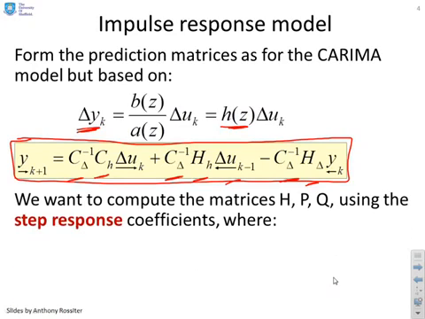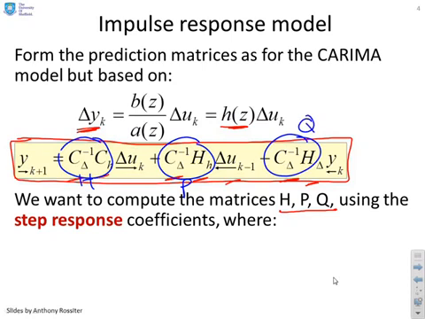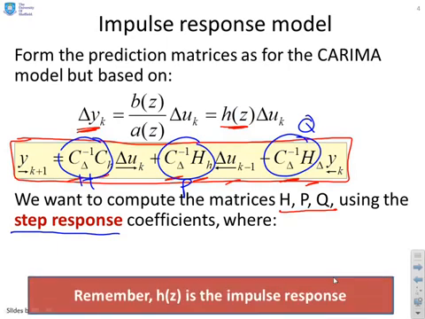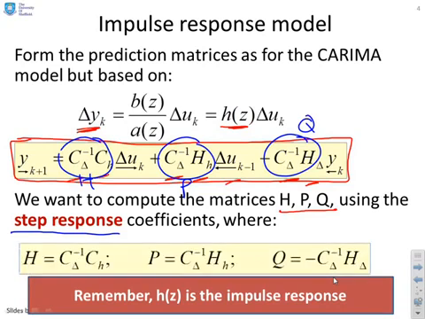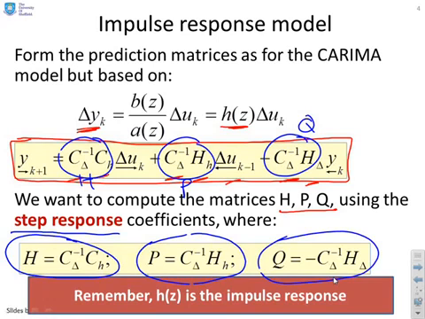But we've got a bit of a problem here. We want to compute the matrices H, P and Q, and you'll notice in essence this one is H, this one is P, and this one is Q. We want to compute these matrices based on the step response coefficients, because that's the information I've been given. But so far, everything we've done has been based on H of Z, which is the impulse response. So I've got H equals C delta inverse times CH, but CH is the impulse response. P is C delta inverse HH, again, H is the impulse response. This one has just got deltas in it, so it's somewhat easier.